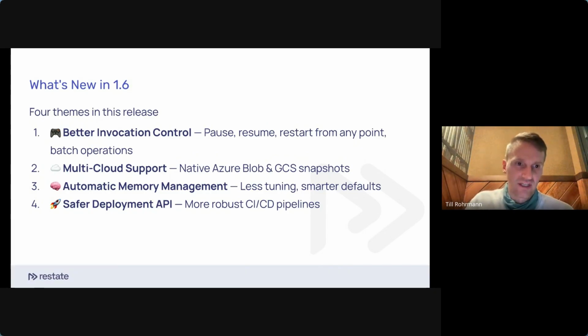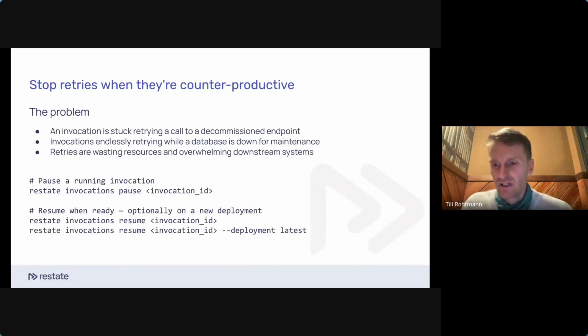So let's start with the better invocation controls. That is something that, as I've said, we have already started in the 1.5 release with the restart as new feature, for example. Usually, if everything goes all right, you don't have to interfere. But sometimes your invocations fail for some reasons, and in some of them, it's actually desirable that you can have control over them, can stop what's happening to investigate and repair.